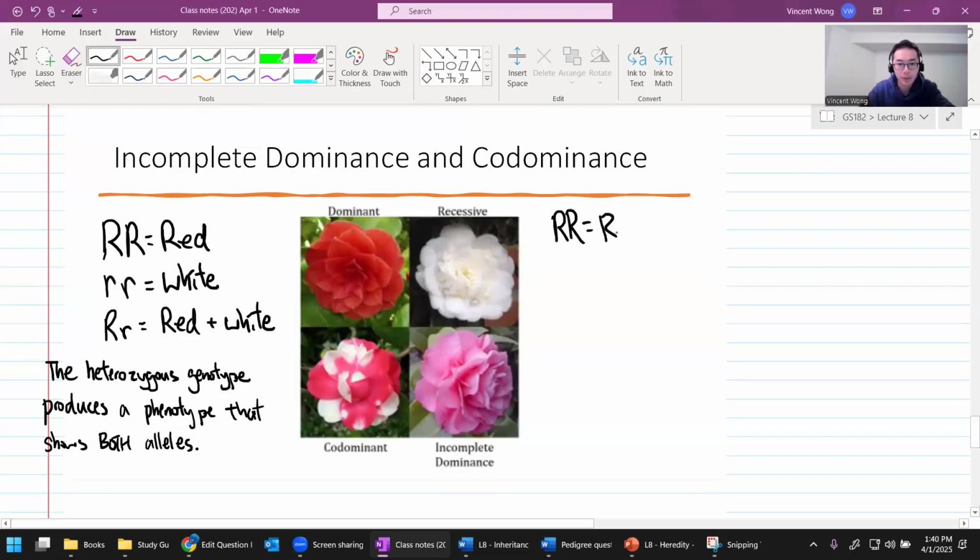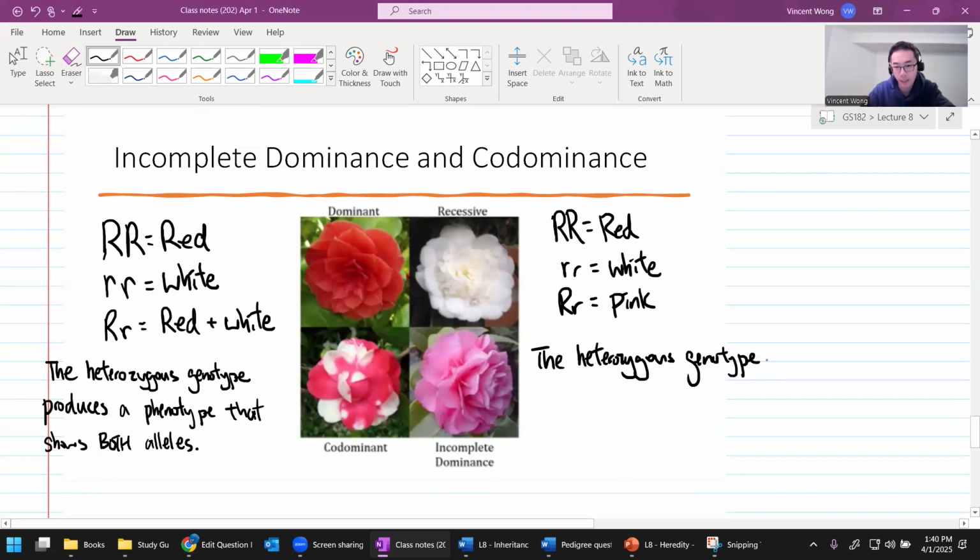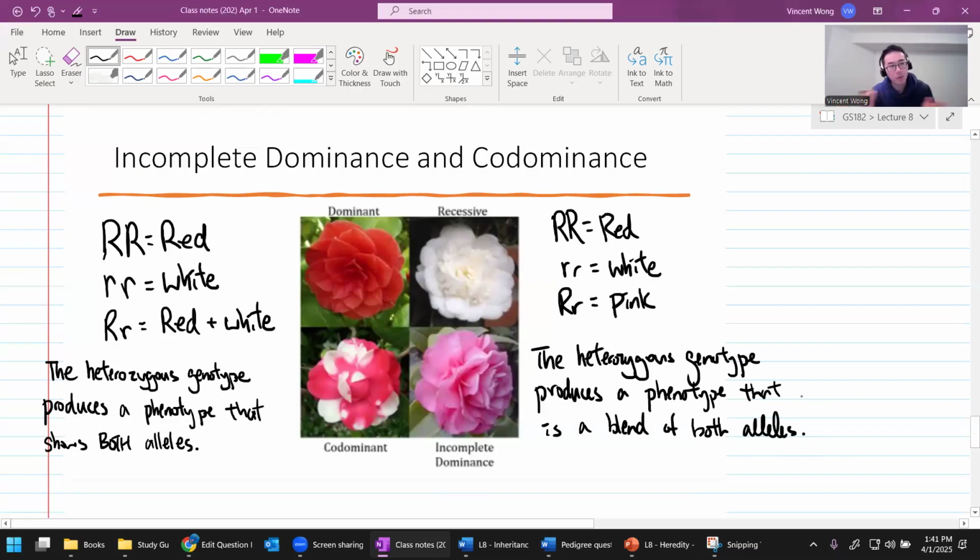It's also possible to have another pattern, and this would be pink when it's heterozygous. So the heterozygous genotype, in this case big R, small r, produces a phenotype that is a blend of both alleles. And so it's not red, it's not white, it's somewhere in between.